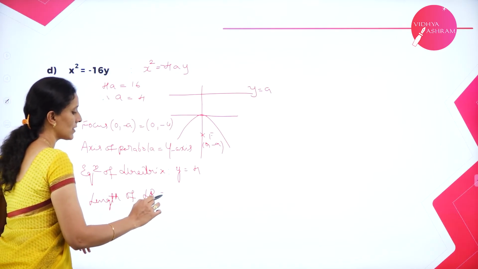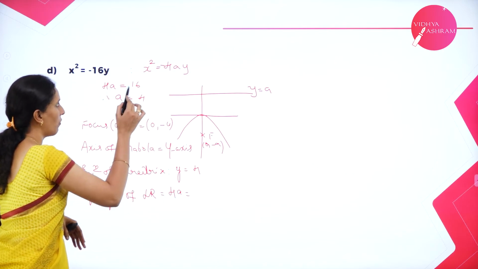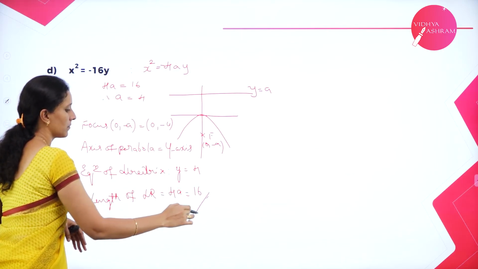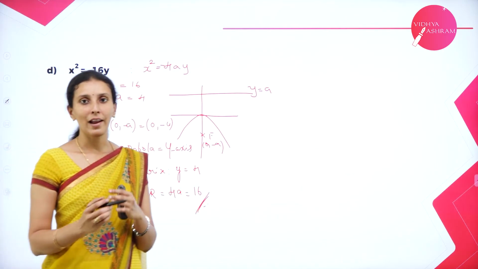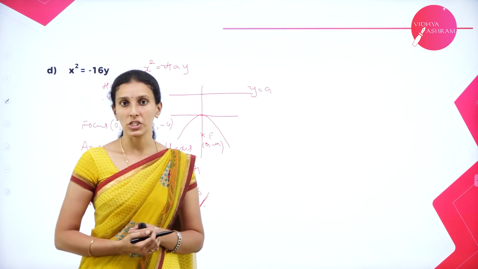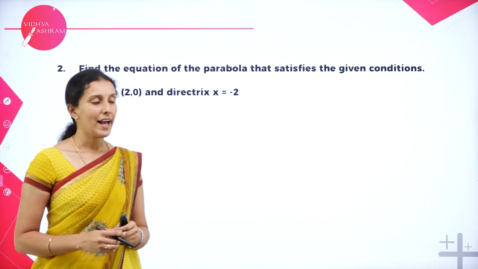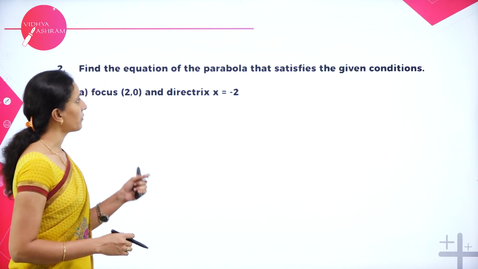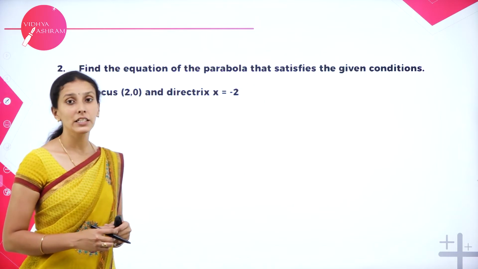Next, length of latus rectum. So length of latus rectum is 4a. What is the value of 4a we have? It is 16. So like this, we can write the characteristics of a given parabola whenever the standard equation is given. So next we have: find the equation of the parabola that satisfies the given condition.